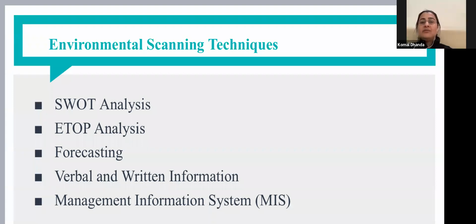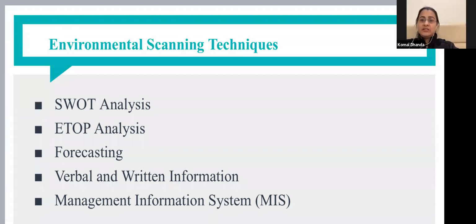After that, next comes ETOP. ETOP means Environmental Threat Opportunities Profile. It is a universal acronym actually. In this analysis you prepare a matrix in which, on the left side, you take all the factors and on the right side you see the impact. How does it impact, what is the degree of impact, and the nature of impact, how much impact it will be making on your business operations.